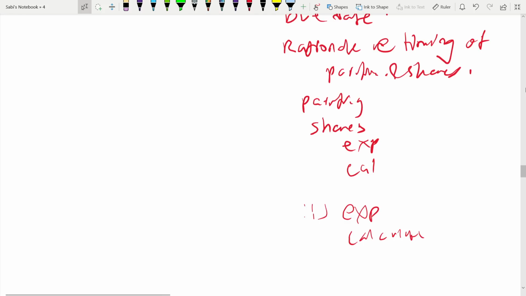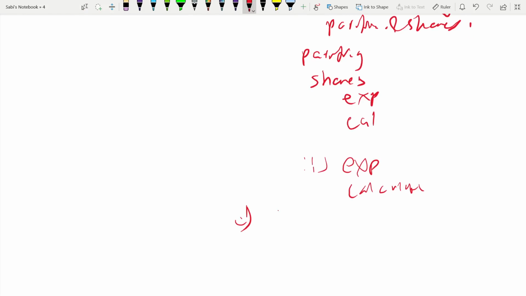C, that is overseas. So what is the basis of taxation? Remittance basis or not remittance? And calculating. That is taking the lower of 40 and 26, the difference.